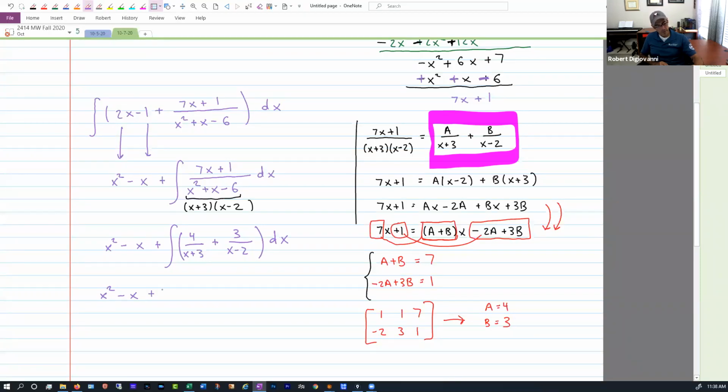We have to be careful. The 4 has to come out. Like that 4, you just pop it out front. Natural log of the denominator. Plus the 3 comes out. Natural log of the denominator again. Plus c. There it is.